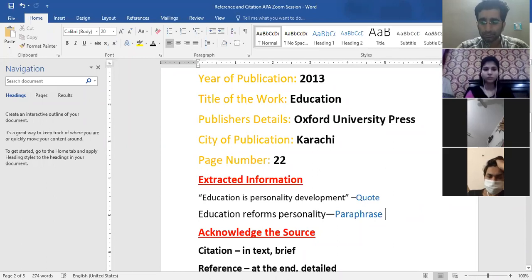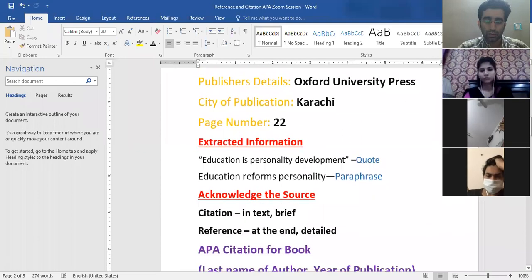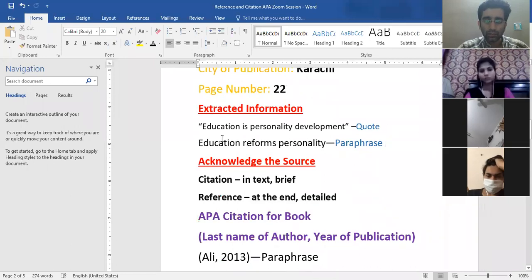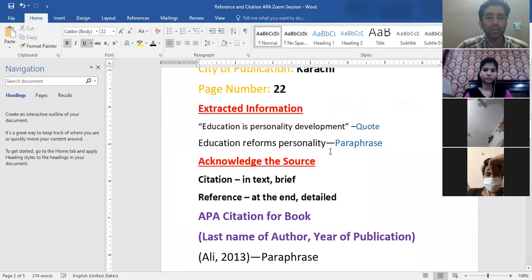So now we have to incorporate this information and acknowledge the source. If you use direct quotation, this can be the form, meaning using the same words of the author. Or paraphrase, meaning keeping the idea the same, but using your own expression. So the idea stays the same, but the expression is yours. You can see, education is personality development, education reforms personality. It's almost the same, but with different words.